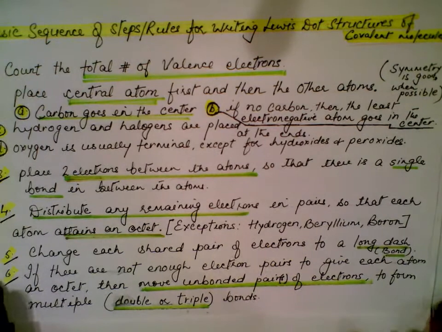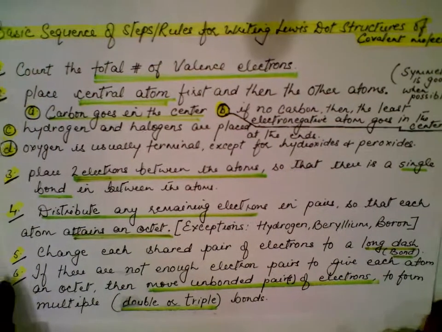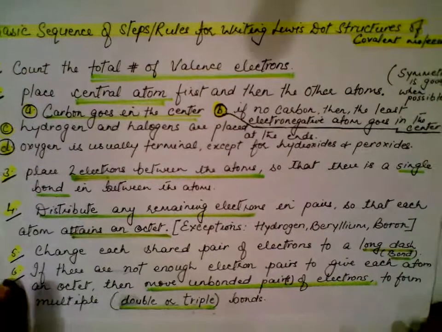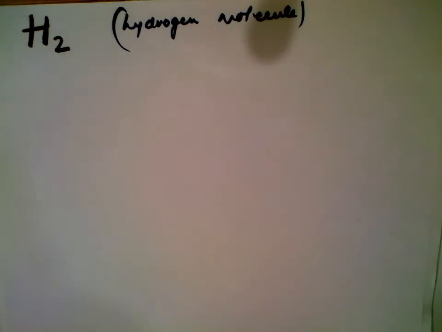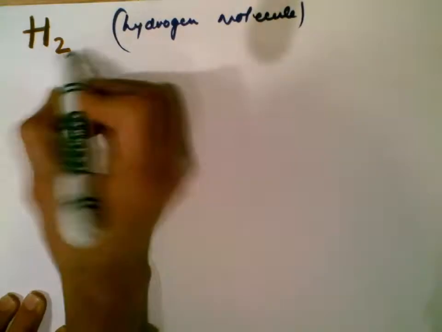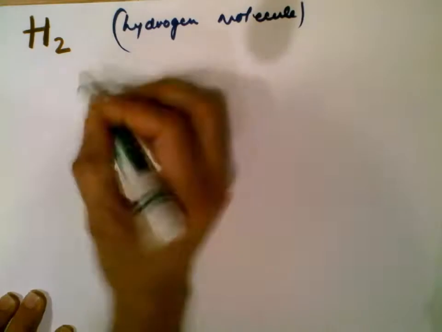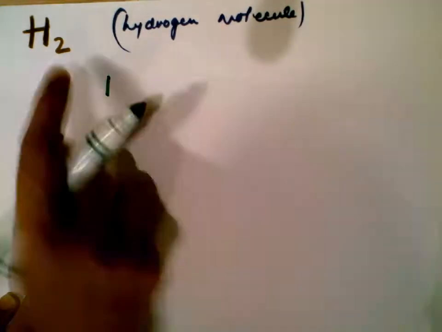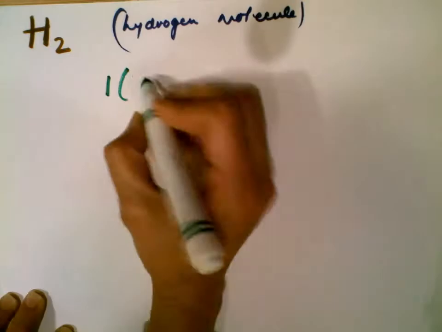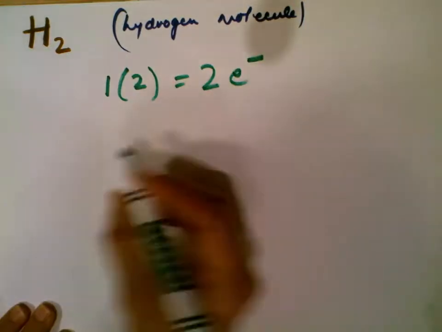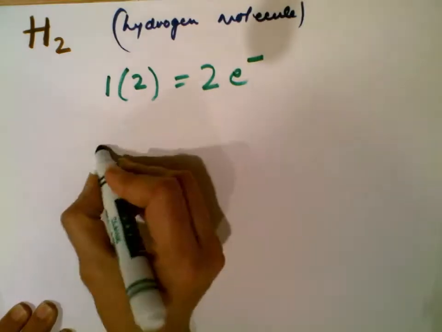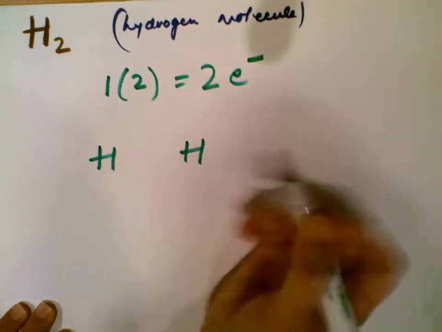So you can take a screenshot if you want, and it is also on Google Classroom. Let's start with hydrogen. That's the simplest one, the first element on the periodic table. It's a hydrogen molecule. So hydrogen has 1 valence electron, right? And since it is 2 atoms, I'm going to multiply by 2. So now I have a total of 2 valence electrons. I have to distribute these 2 electrons in between the 2 hydrogen atoms.